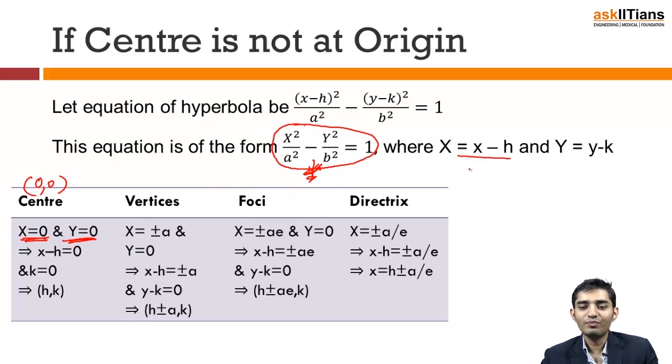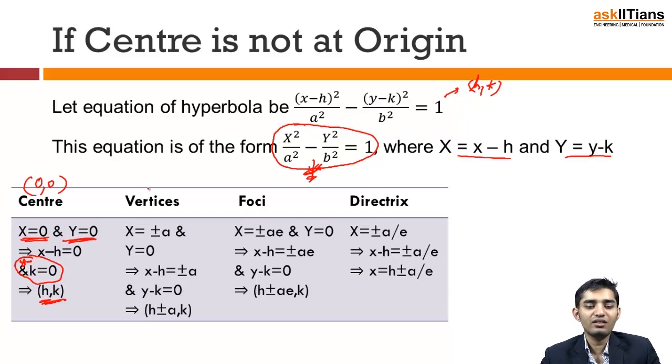Now what is capital X? X is x minus h, and Y is y minus k. So x minus h equal to 0 and y minus k equal to 0. So you will get x equal to h and y equal to k, so you will get h comma k. The center of this new hyperbola will be h comma k.